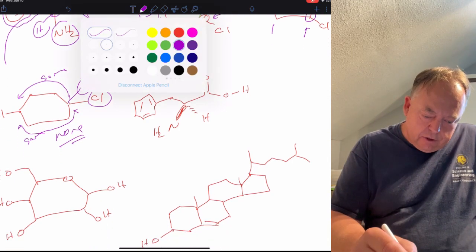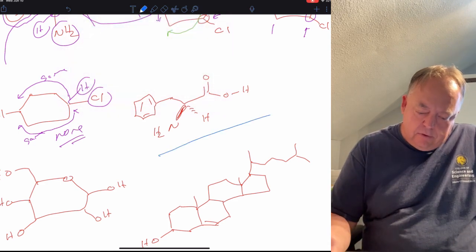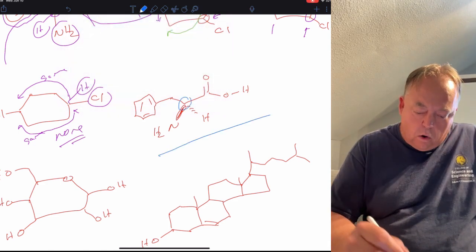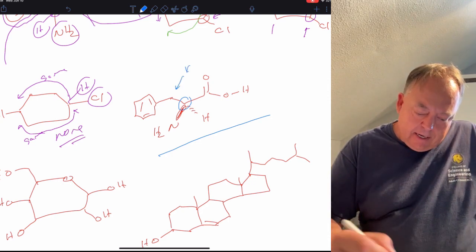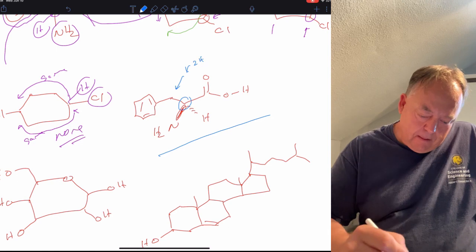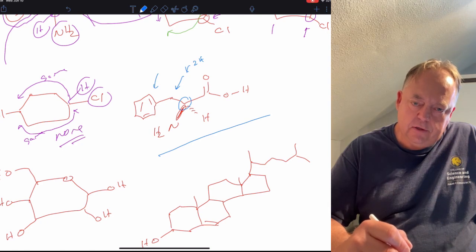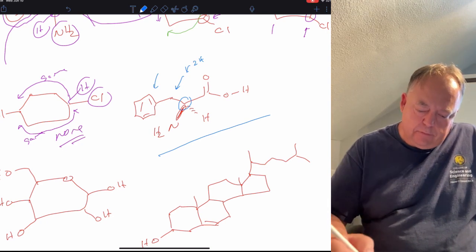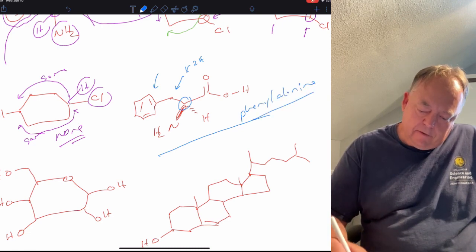So just to illustrate the importance of chiral centers, this molecule, for example, how many chiral carbons does it have? 1. That's a chiral carbon. This one cannot be because it's got 2 hydrogens. And none of these in this ring can be chiral because each of those has a double bond, so each of those only have 3 things attached. So this is an important molecule. This molecule is called phenylalanine, ever heard of it before?